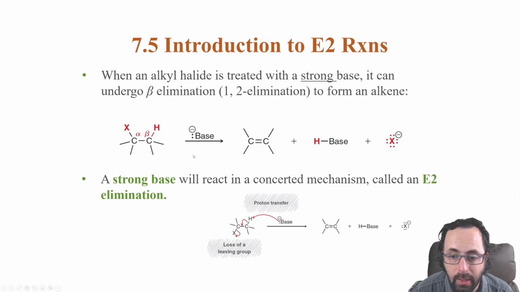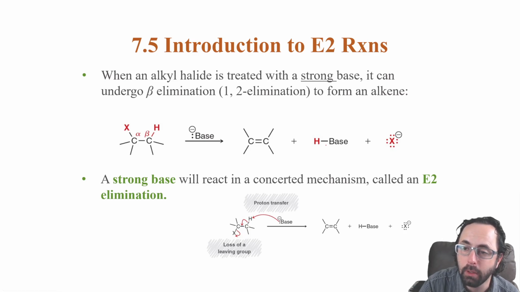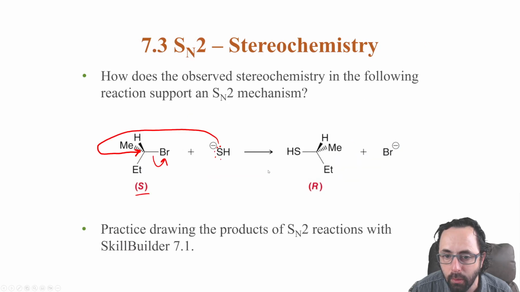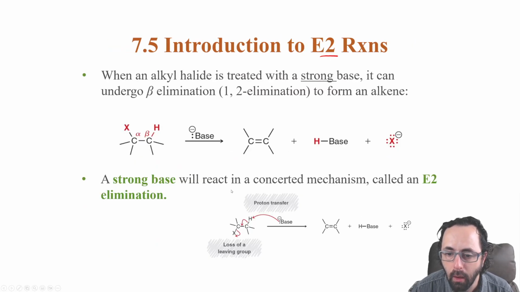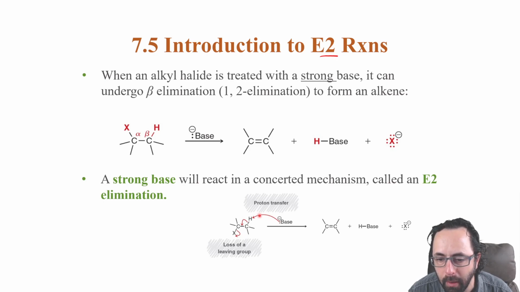That leads to elimination. Now, in an E2 mechanism, the 2 here means bimolecular, which was true also with the SN2, meaning that it depends on the collision of two molecules or two substances. The rate of the reaction depends on its primary step, the collision between the base and the substrate. And so we want a strong base to react here to make an E2 reaction.